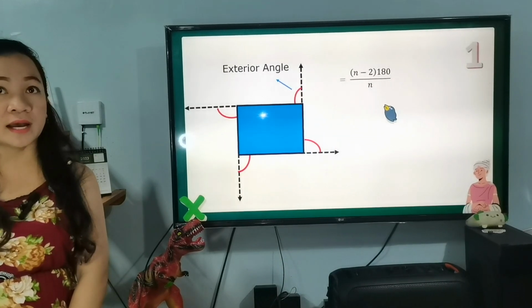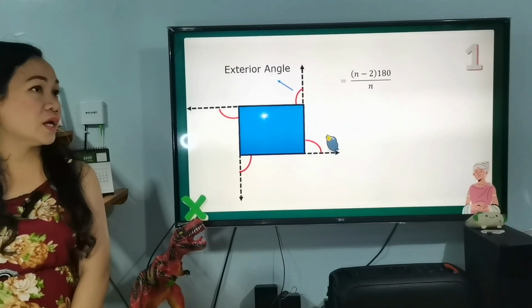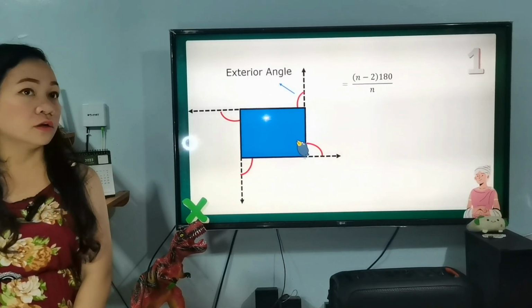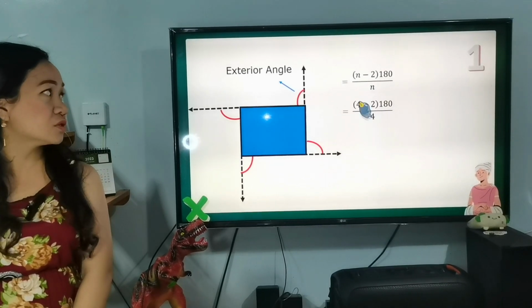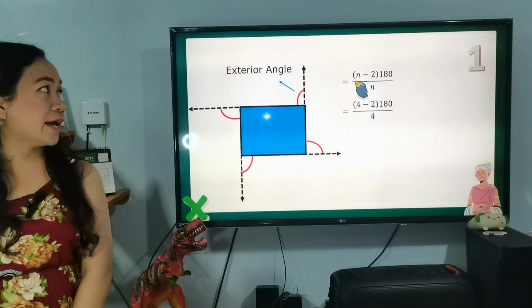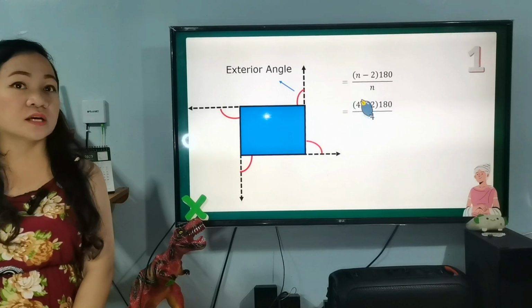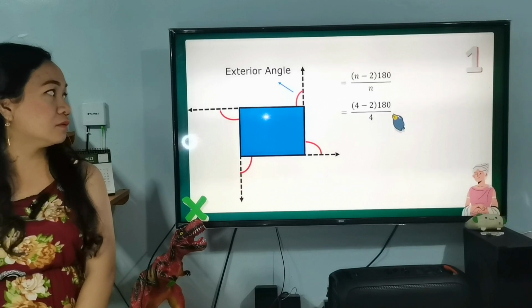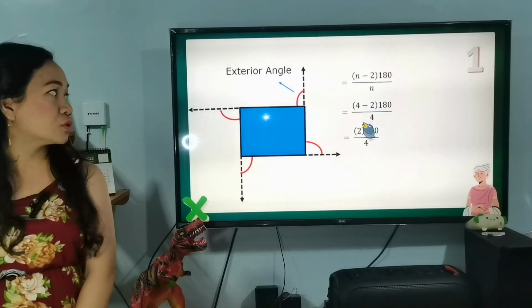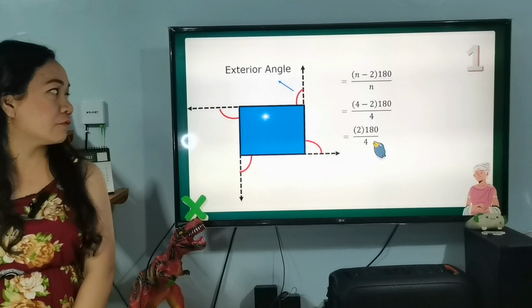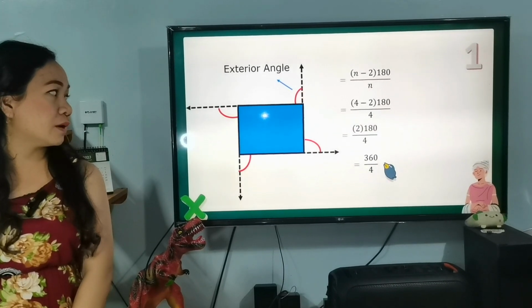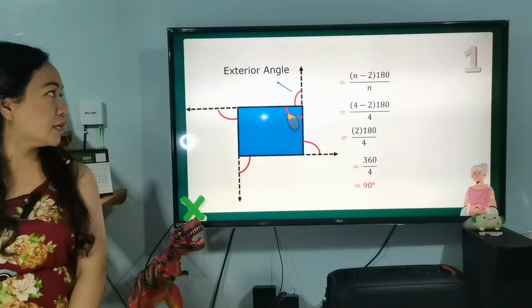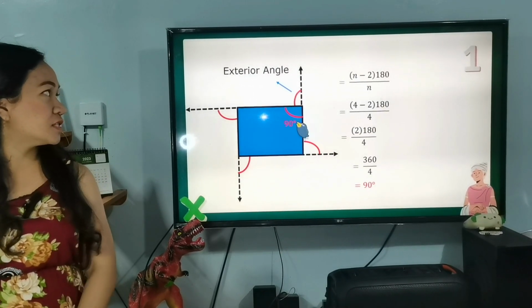So with the same formula, to get the exterior angle, we first get the interior angle of one angle of this polygon. Substituting into this formula, our n is 4, which refers to the number of sides. 4 minus 2 times 180 divided by 4. 4 minus 2 is 2, times 180 divided by 4. We have 360 divided by 4, meaning we have 90 degrees. Our interior angle is 90 degrees.